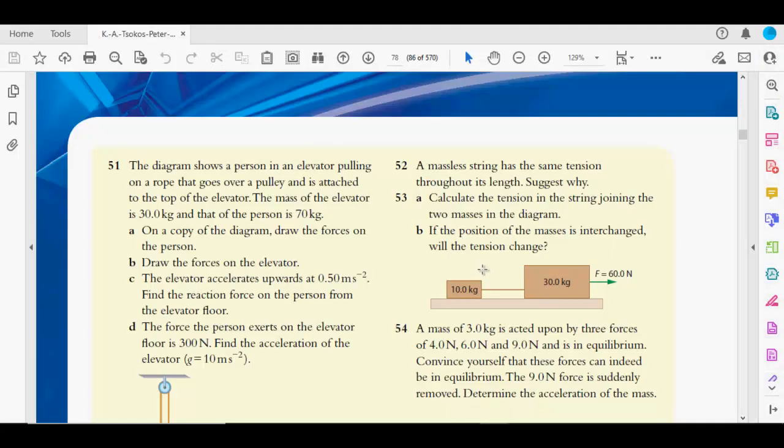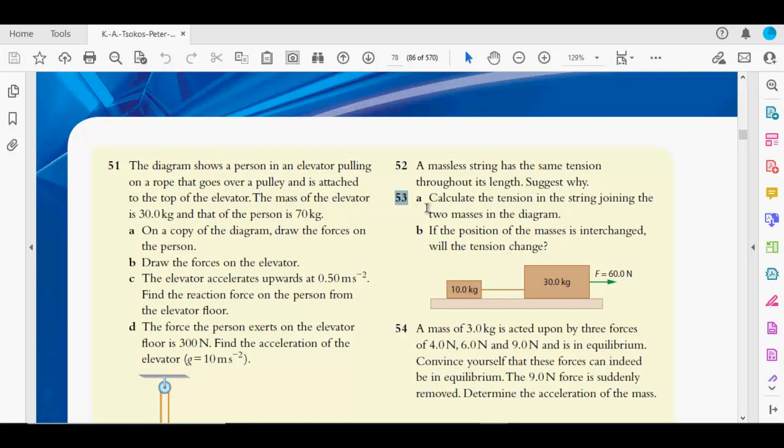So the first problem that I am considering is problem number 53. In this problem, he is asking to calculate the tension in the string that is joining the two masses in the diagram. Here we have the diagram, and here we have two masses of 30 kg and 10 kg, and we have to find the tension in this string. He is also asking that if the position of the masses is interchanged, will the tension change?